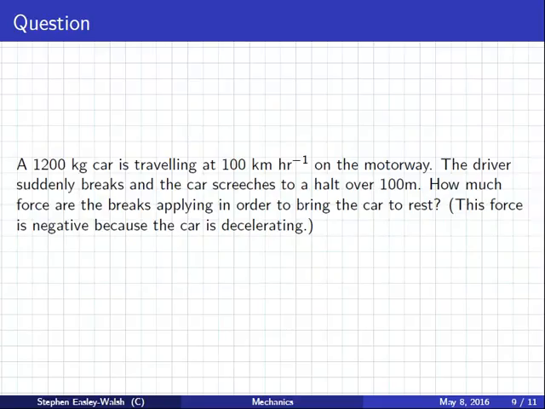Okay, here's another one. A 1,200 kilogram car is traveling at 100 kilometers per hour on the motorway. The driver suddenly brakes and the car screeches to a halt over 100 meters. How much force are the brakes applying? When the car is traveling along the motorway and it suddenly stops, it is decelerating, with a minus acceleration. What is causing this are the brakes. So the brakes are applying a force to decelerate the car. So it's the brakes that are doing the force job.